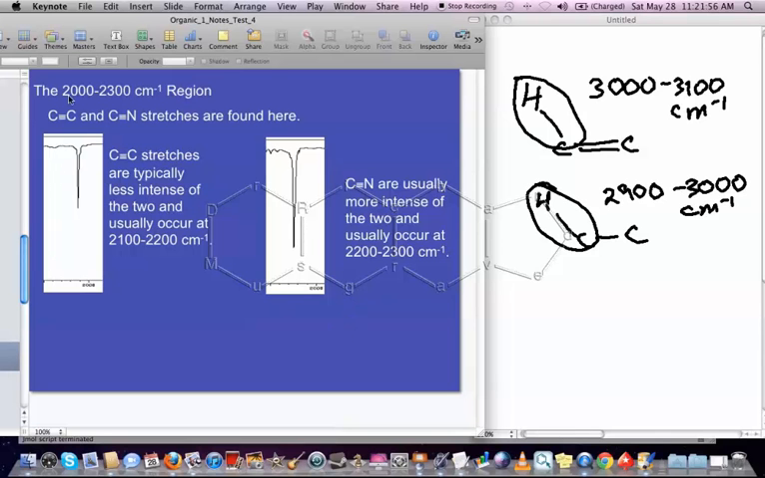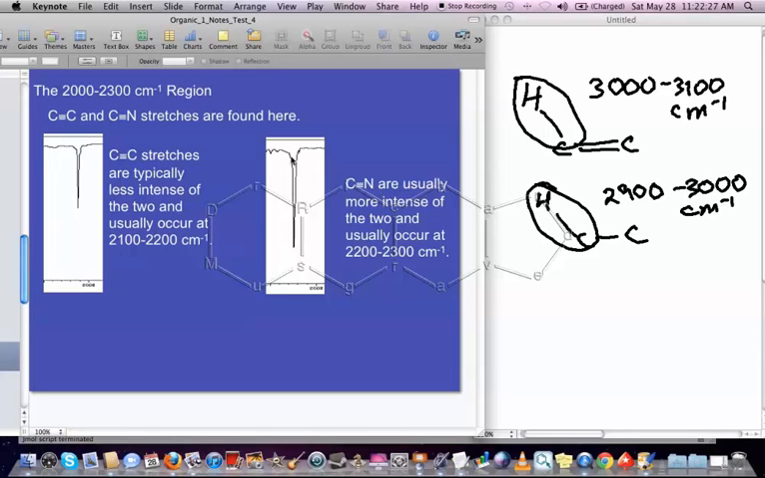The next region is the 2000 to 2300 region, and this is where we see C triple bond Cs and C triple bond Ns. Your C triple bond Cs usually appear at 2100 to 2200, C triple bond Ns about 2200 to 2300. These frequencies vary a little bit, but what we usually see are medium to weak peaks on the C triple bond Cs and medium to strong peaks on the C triple bond Ns.